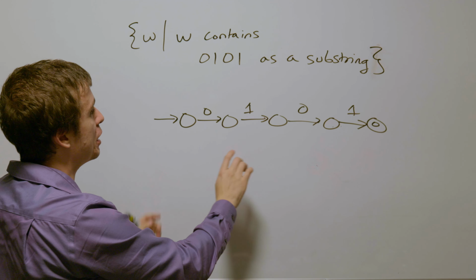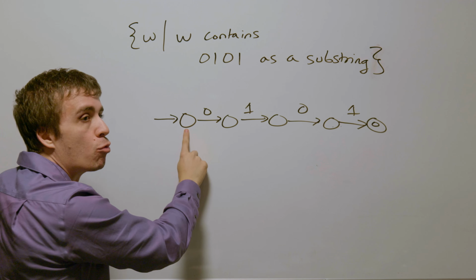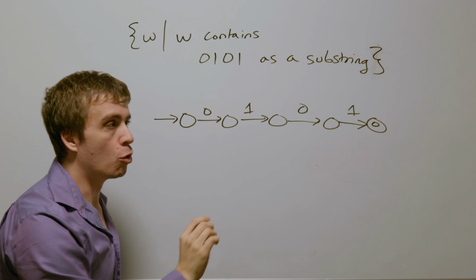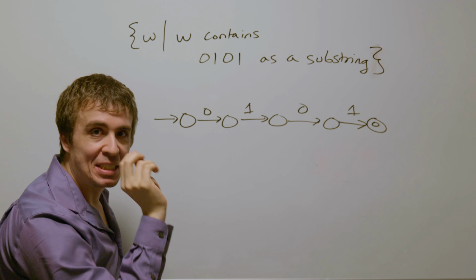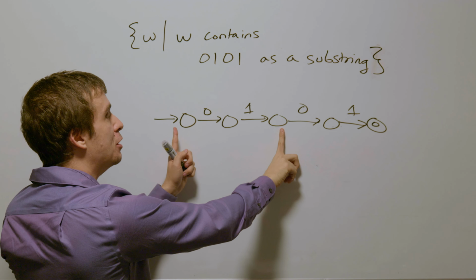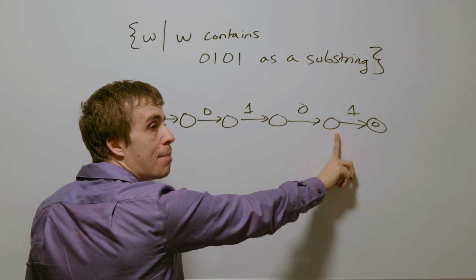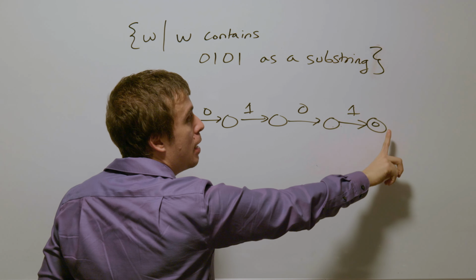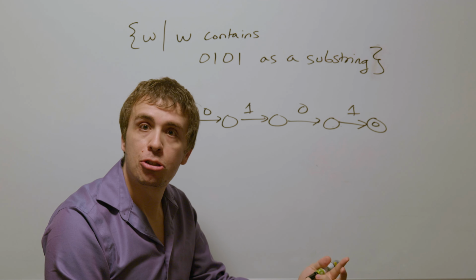Well, let's think about what this means. This means that we haven't read anything of the 0, 1, 0, 1 yet. We have read exactly the 0 at the front. Here, if we're here, that means we've read 0, 1 so far. Here, that means 0, 1, 0 we've read so far. And here, we've finally got the substring that we want.